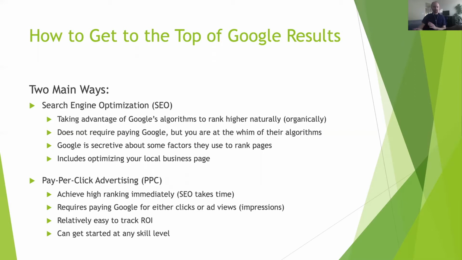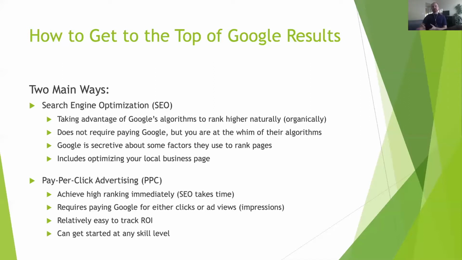So we'll talk a bit about pay-per-click now. That is the other way that you can rank high on Google, and it definitely has some pluses to it. You will get high rankings immediately with pay-per-click advertising, and you'll get results immediately, typically. So it's a very quick way to do it, but obviously the trade-off is that you have to pay for it.